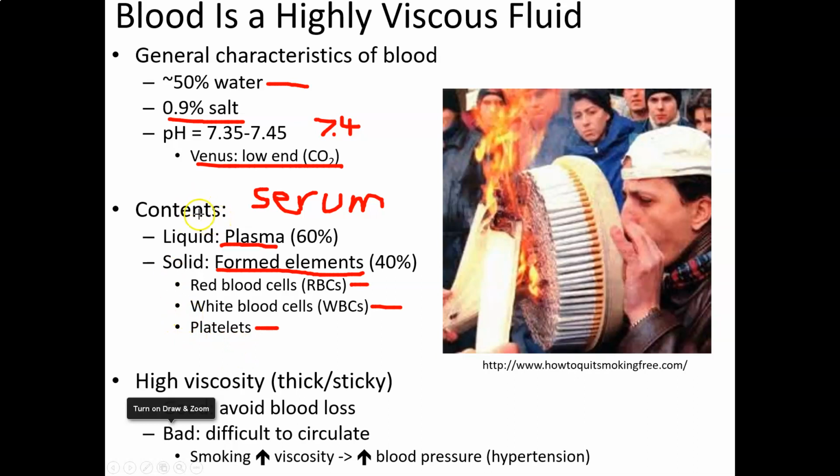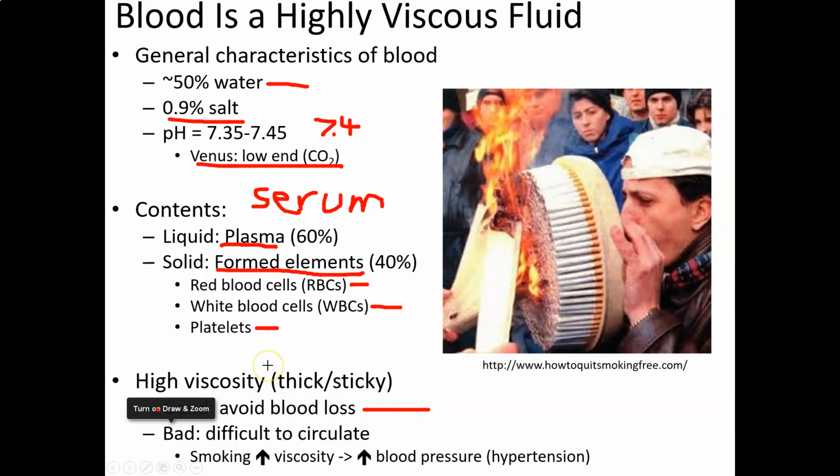So the blood is made up of what we often call whole blood, the liquid and the solid. The liquid is called plasma, which makes up about 60% of the blood, and the solid portion is called the formed elements, which makes up about 40% of the blood, and that's made up of red blood cells, white blood cells, and platelets. A couple other things that we can look at.